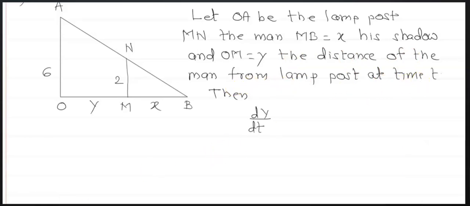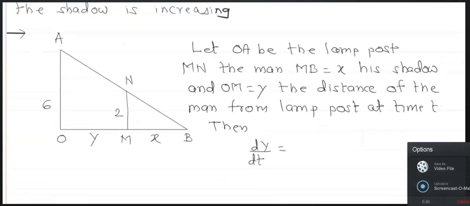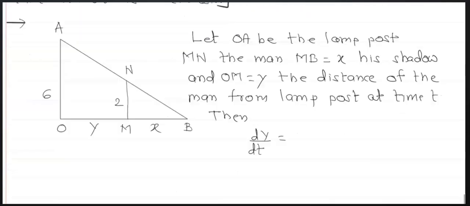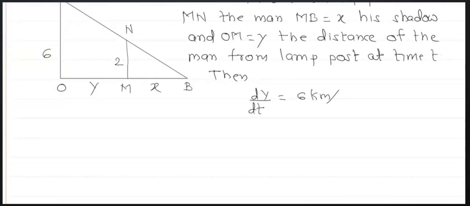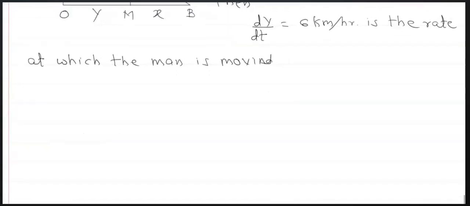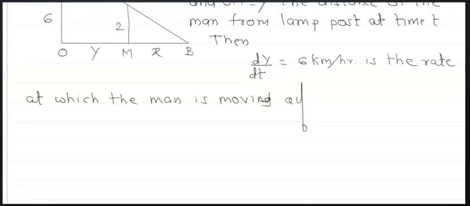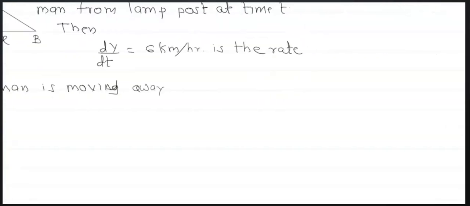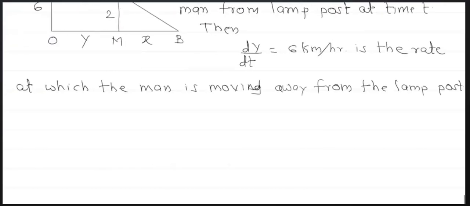Now we have dy by dt, that is, we have been given that a man of height 2 meters walks at a uniform speed of 6 km per hour. Here we have been given dy by dt, that is 6 km per hour, which is the rate at which the man is moving away from the lamppost.